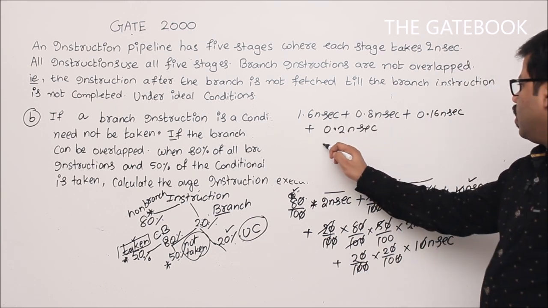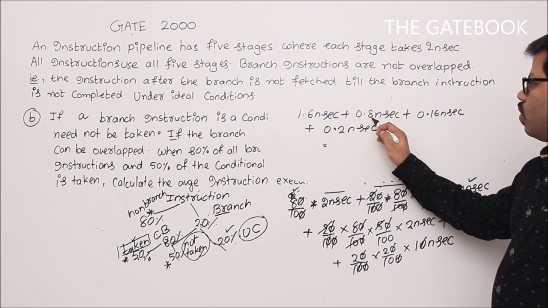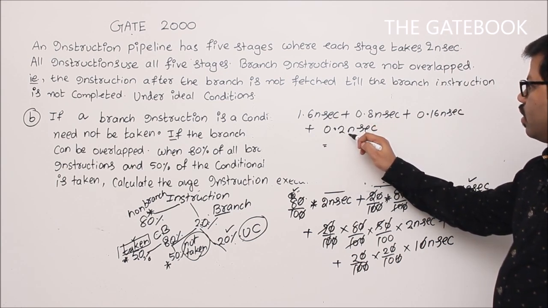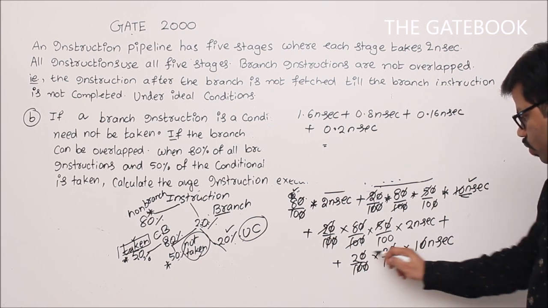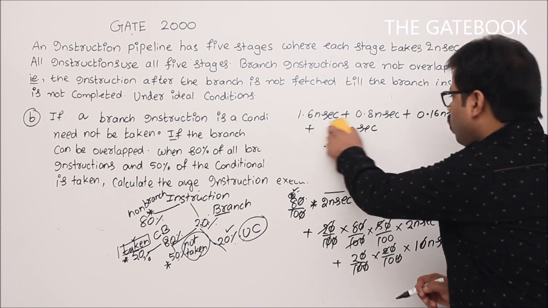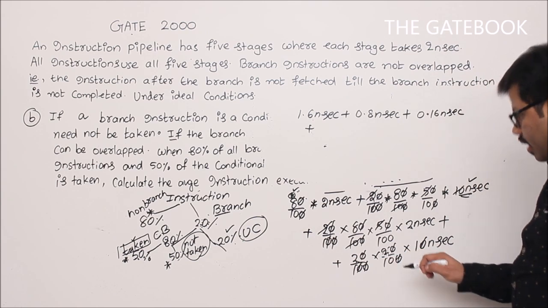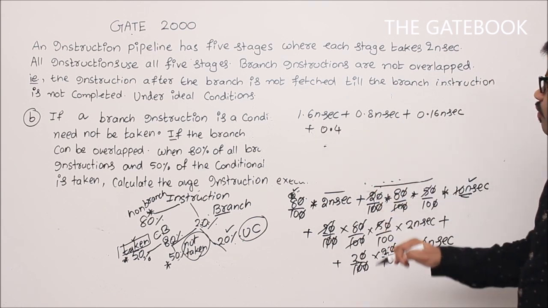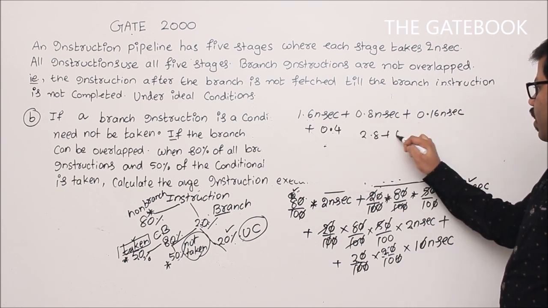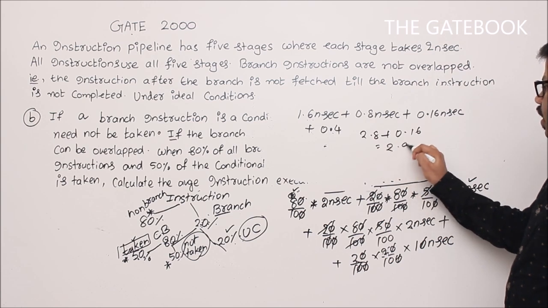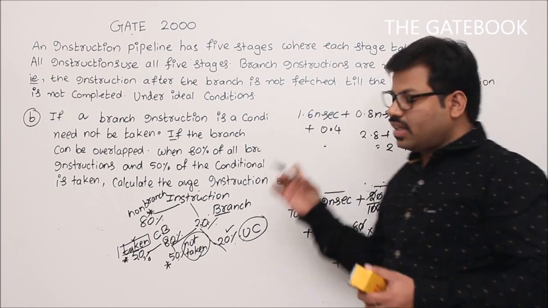Now let us simplify. 1.6 plus 0.8, 2.4, 2.4 plus 0.2, right? I think it is 20% of 20%. We have two 2's, right? Two 2's are 4, 4 by 10, 0.4 actually. Now if you simplify it, 1.6 plus 0.4, 2 plus 0.8, 2.8 plus 0.16, which is nothing but 2.96 nanosecond. In that way, easily we can solve this question. You should understand the concept, that's it.